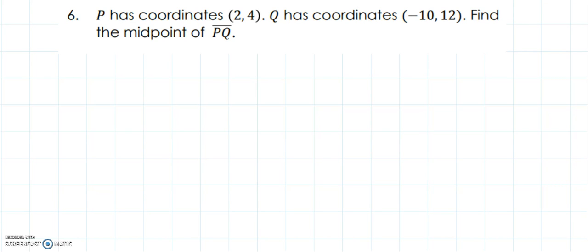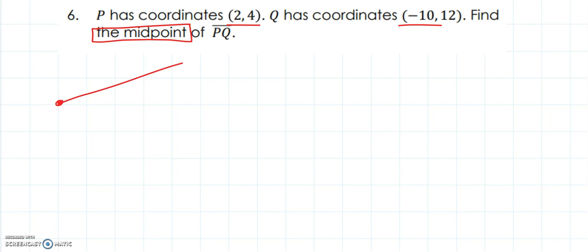All right, let's mark this up. P has coordinates of 2, 4. Q has coordinates of negative 10, 12. We want to find the midpoint of PQ. Okay, so this one's different than the last question because we're asked to find the midpoint, not to find the endpoint. Let's take a look at our diagram.